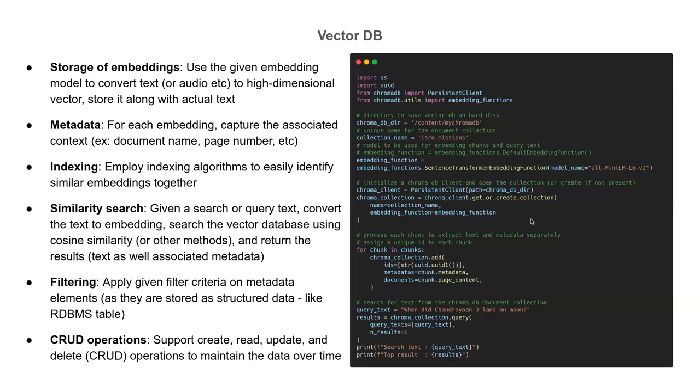Chroma DB is one of the vector databases available, which is easy to install. Here is the code representation of it. First thing is storage of embeddings. Use the given embeddings of a particular text or audio or anything to store, mapping the higher dimensional vector to the actual text. So if you look at this, this is our directory where we are storing the embeddings, and we have to give a collection name. Those who have worked with NoSQL databases might understand what collection names are.